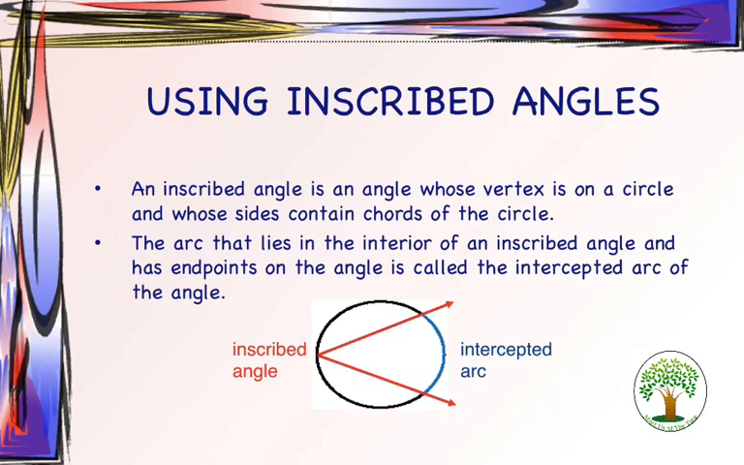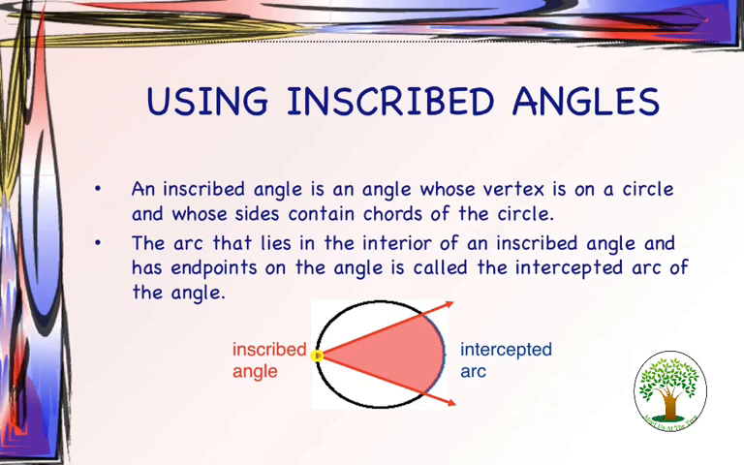It's inscribed because the vertex is on the circle itself. Right here. On the circle itself.